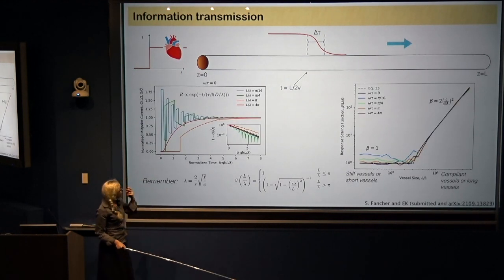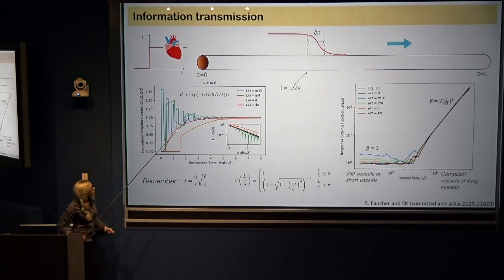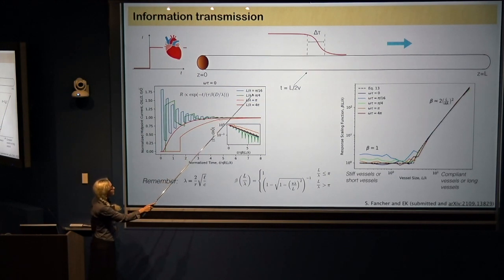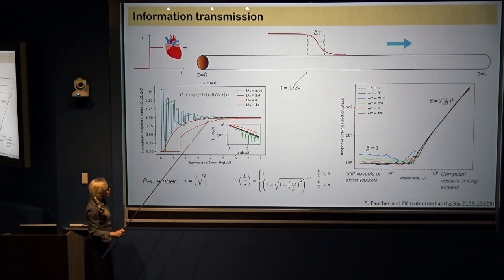Okay, so I can quantify this a little bit more. I can measure the normalized midpoint current, and these are for vessels of different lengths here. It's all normalized by this lambda. And remember, the softer the vessel, the longer this lambda.